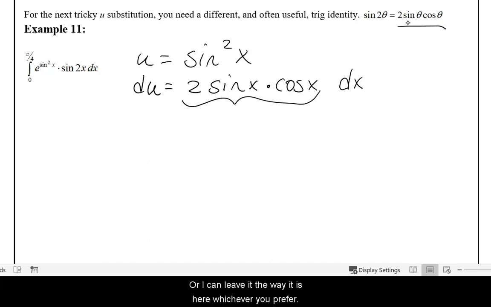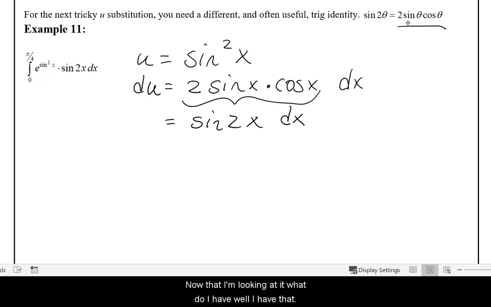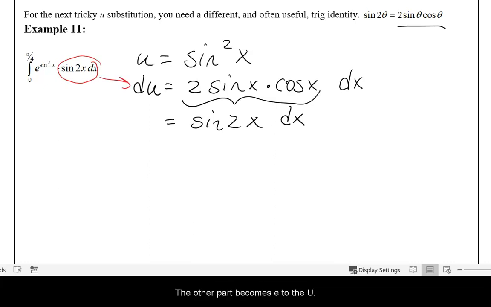Or I can leave it the way it is here, whichever you prefer. This, of course, gives me the same thing. Now that I'm looking at it, what do I have? Well, I have that. That part becomes du. The other part becomes e to the u. Now on this one, let's go ahead and switch our limits of integration.